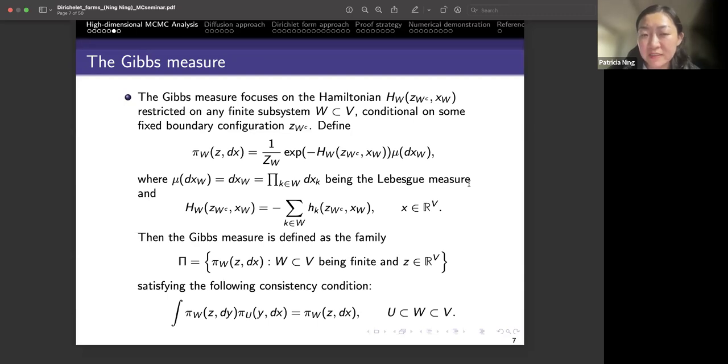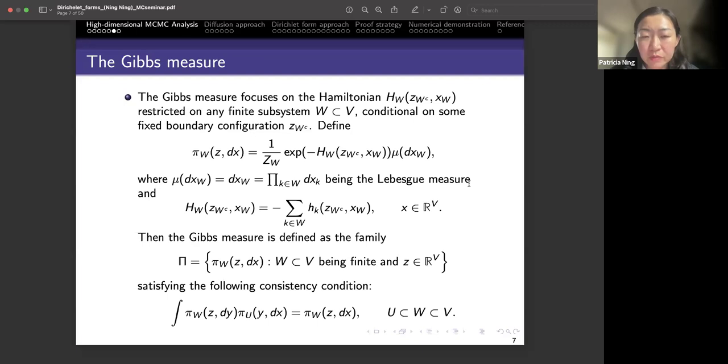The definition of this is pi_W^z(dx) given by 1 over Z_W, where the normalization constant is based on W, times the exponential of negative Hamiltonian function, also based on W, evaluated at z_{W^c}, x_W, and then the reference measure on x_W. Here we have the product topology. We consider the Lebesgue measure as the reference measure because this is already a finite system.